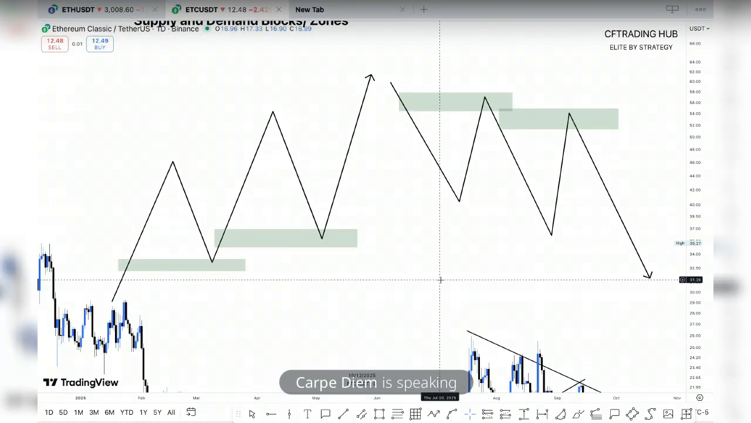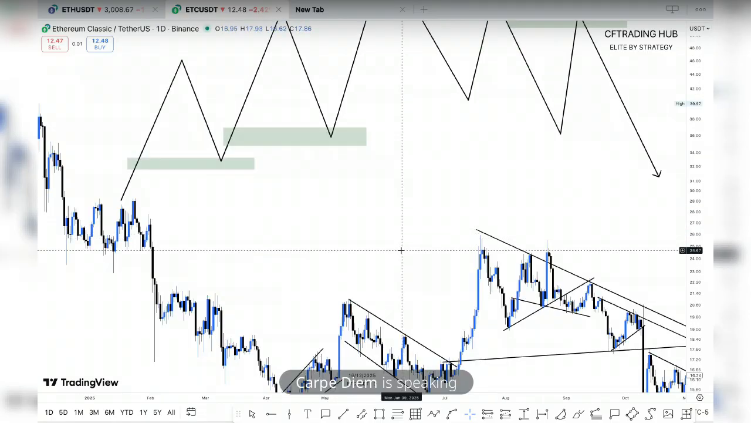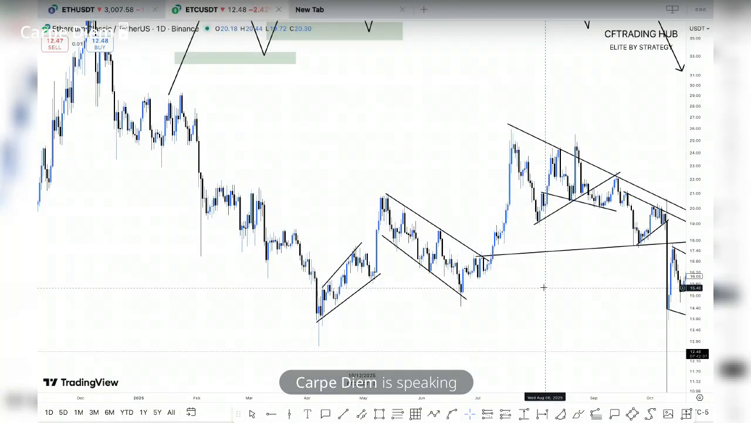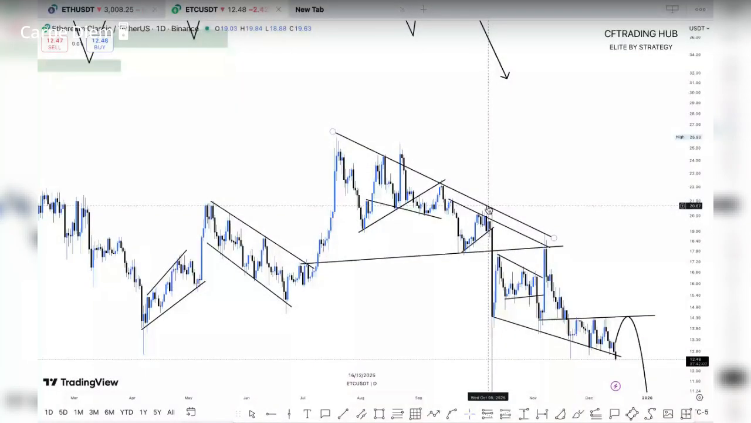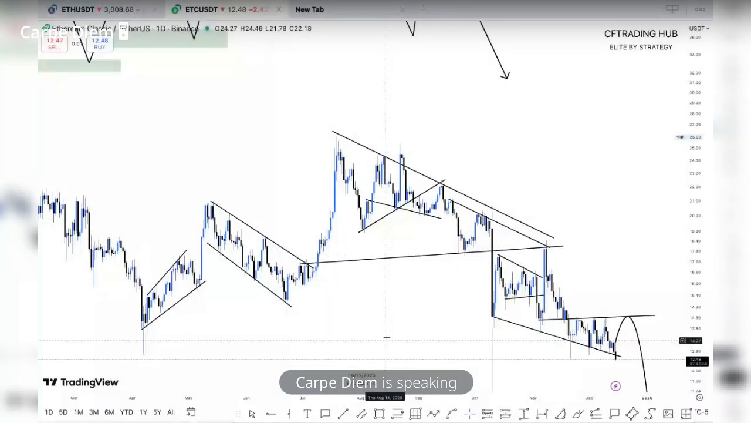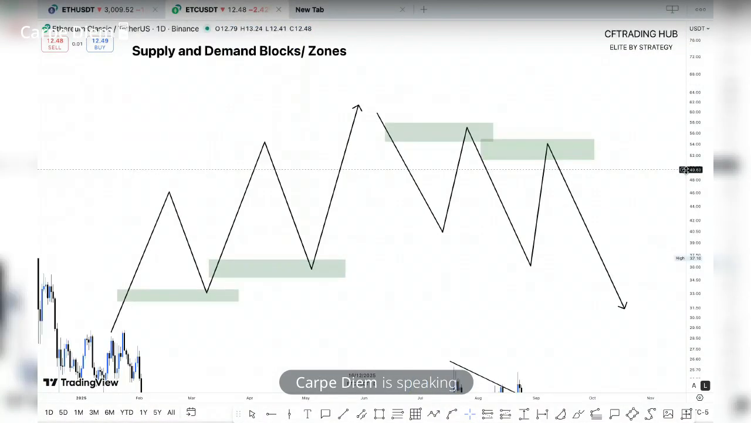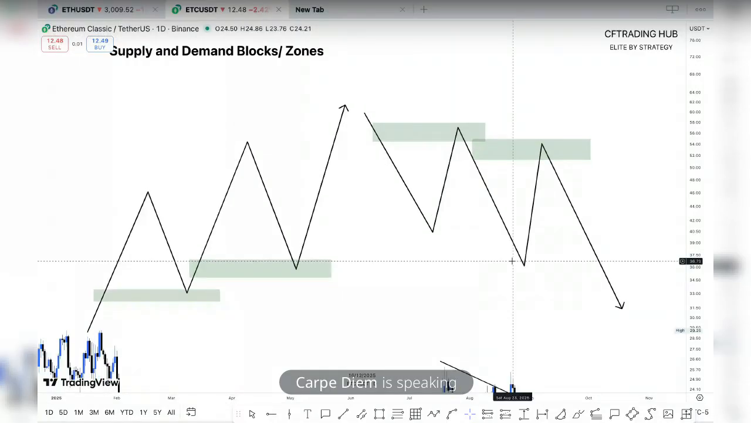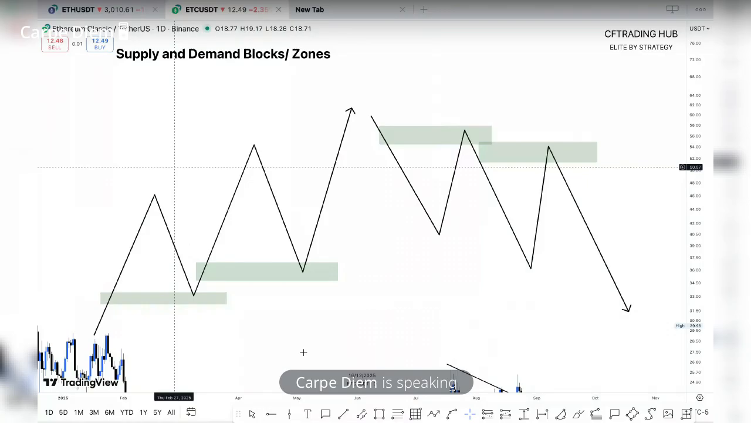Now let's go on the chart and find some examples of it. Right now over here, let me just clear everything. There are more things I want to explain to you about supply and demand blocks, in case I forget.